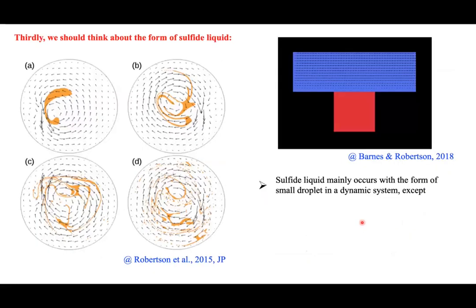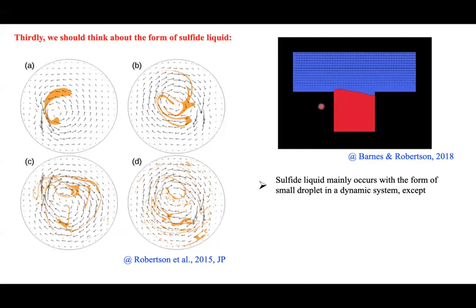And thirdly, we should think about the form of the sulfide liquid in this system. This is a model from Robinson. He thinks that this is the deformation and breakup of a sulfide droplet in a strong laminar flow, and this sulfide droplet will break up into many smaller sulfide droplets. And there are also new models. We can see that this is a static massive sulfide pool, and there is a magma flow along these directions.